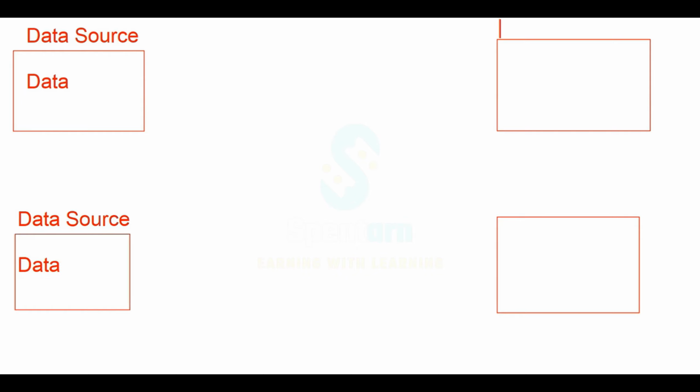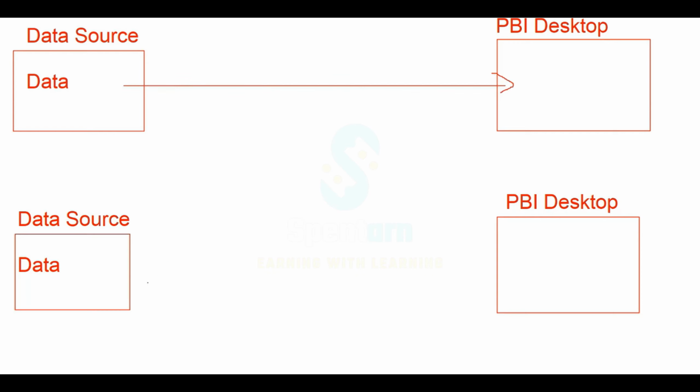And this here is Power BI desktop. This is where we want to bring in the data for analysis. So we need to connect to the data source and we want to extract the data and bring it into Power BI desktop for analysis purposes. So connecting to the data source and extracting the data from it can be done in two ways. Either we can use the import connectivity mode or we can use the direct query connectivity mode.